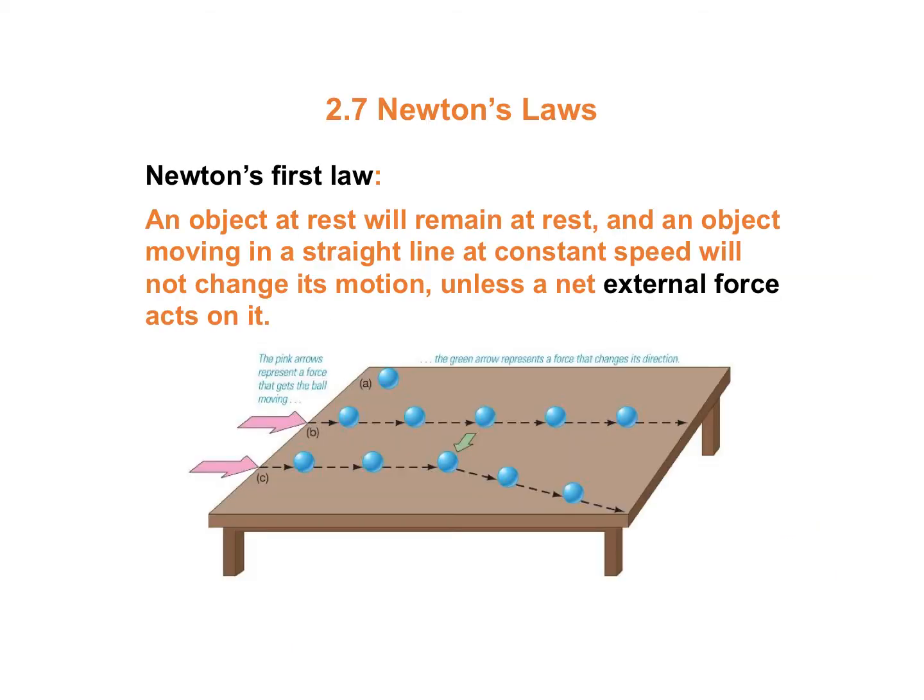Now, you may have learned it in high school or in some other class the traditional way, and I've got it here. An object at rest will remain at rest, and an object moving in a straight line at constant speed will not change its motion unless a net external force acts on it.